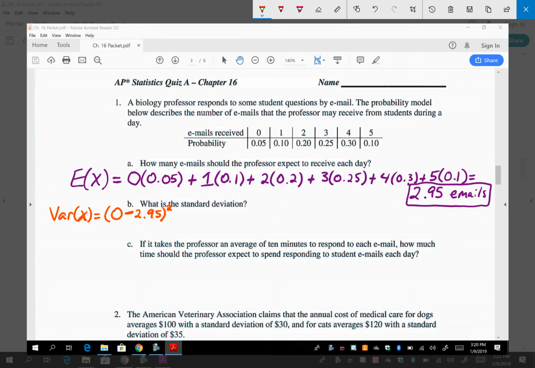All right, are all of these values equally likely? They're not. So what was the likelihood the professor gets 0 emails from students in a day? 5%. So I'm going to write down times 0.05.